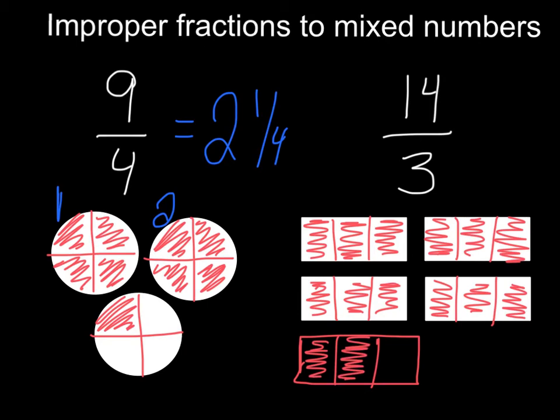So I shaded in 14 pieces that are each 1/3 of a shape. If I count, I was able to make 4 full shapes. So 4 shapes where I colored in all 3 pieces. And then I have 2 out of the 3 pieces left over for my last one. So I end up with 4 and 2/3. So one way to convert an improper fraction to a mixed number is to actually go ahead and draw it out. How many shapes would it take to use up this many pieces?